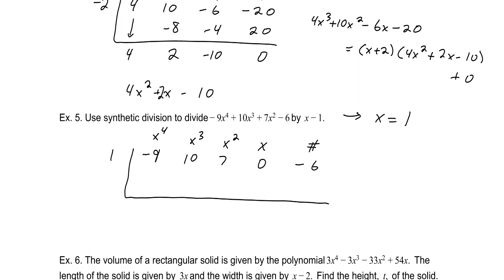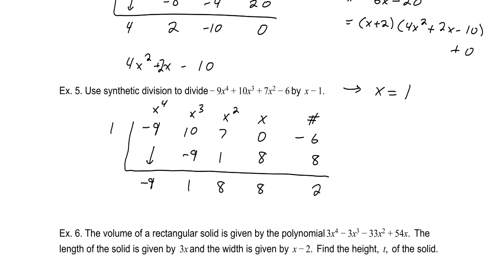Alright, bringing down our minus 9. 1 times negative 9 is negative 9. 10 minus 9 is 1. 1 times 1 is 1. 7 plus 1 is 8. 8 times 1 is 8. 0 plus 8 is 8. 1 times 8 is 8. Negative 6 plus 8 is 2.